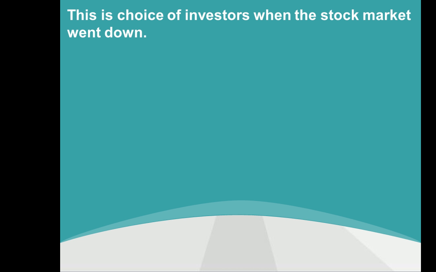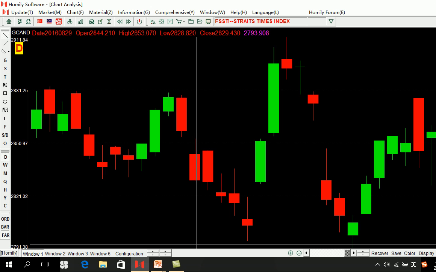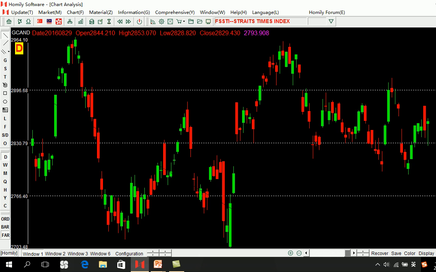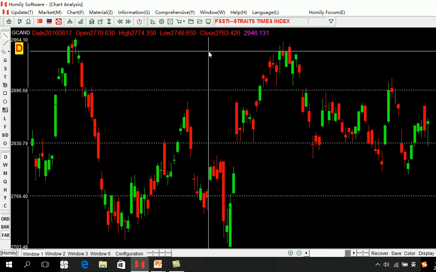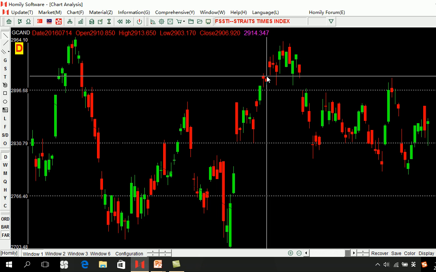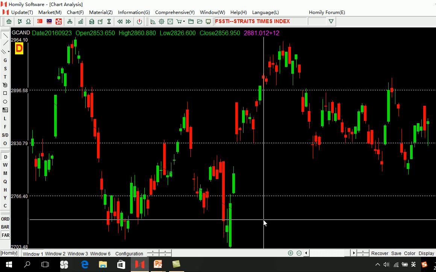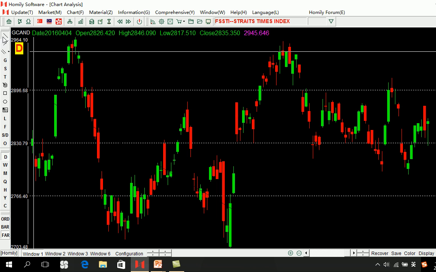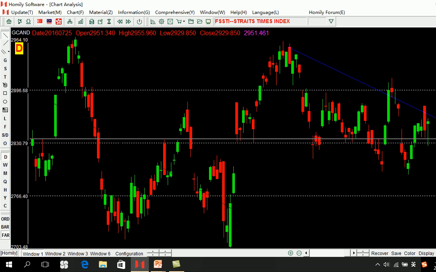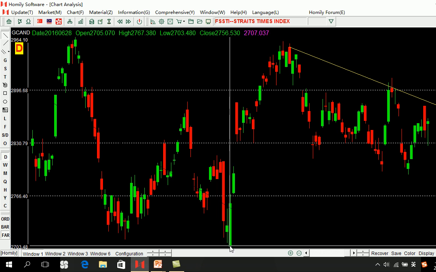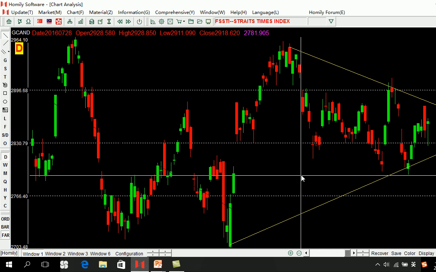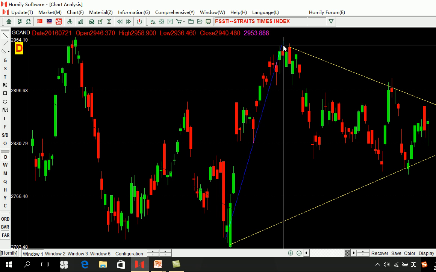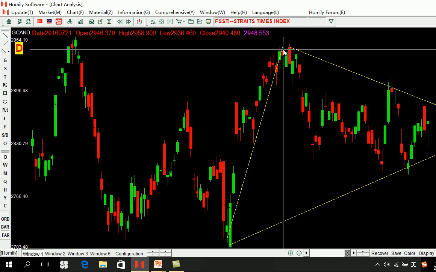So before our class, let's see the market first. We know that recently the market is sideways, right? Because the high point is not lower, but the low point is higher. So this is sideways. We can also draw the trend line. This is one line, then this is another line. Then we can see recently the market is sideways, like a triangle.